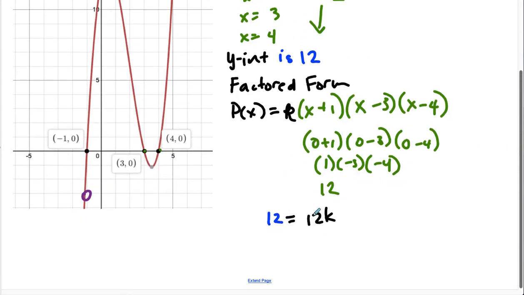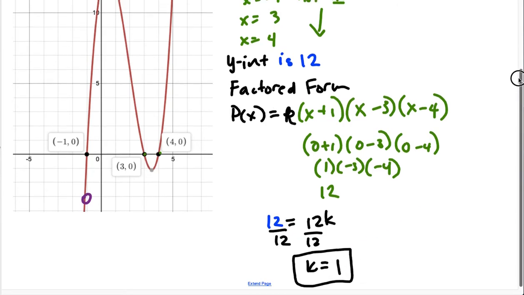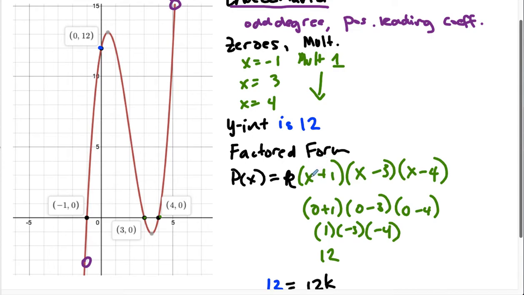And when you solve for k, it is equivalent to 1. Okay, so the importance of that is the fact that you can leave it as x plus 1 times x minus 3 times x minus 4. That's the factored form of this graph that checks out on all bases.